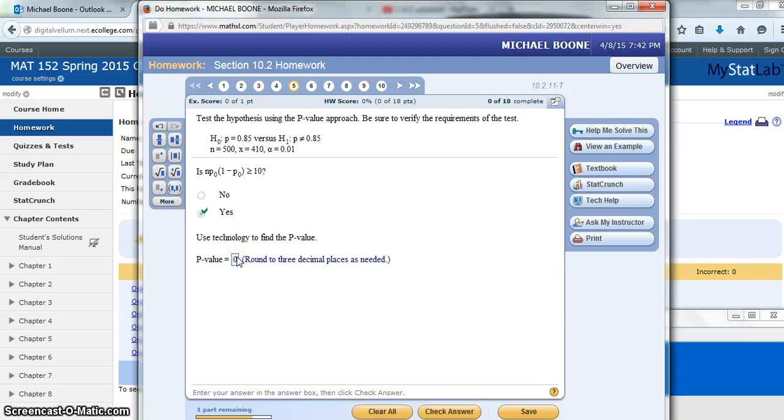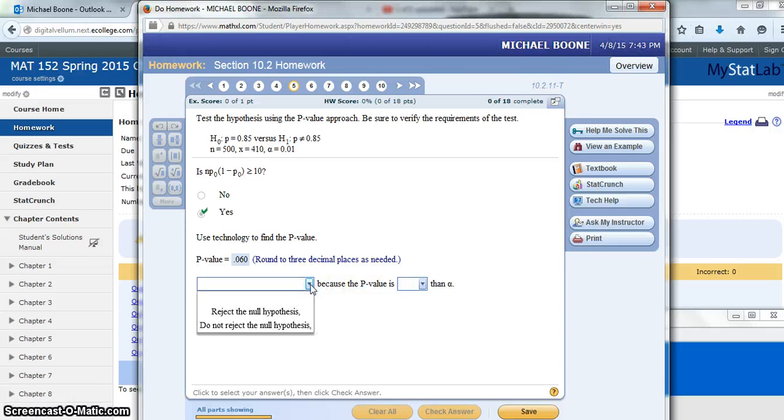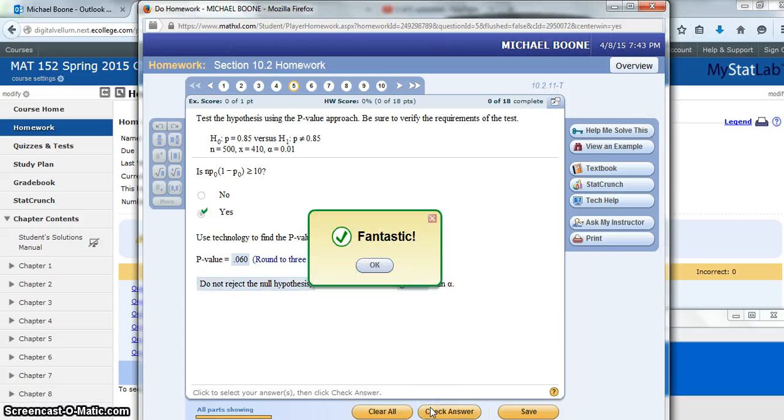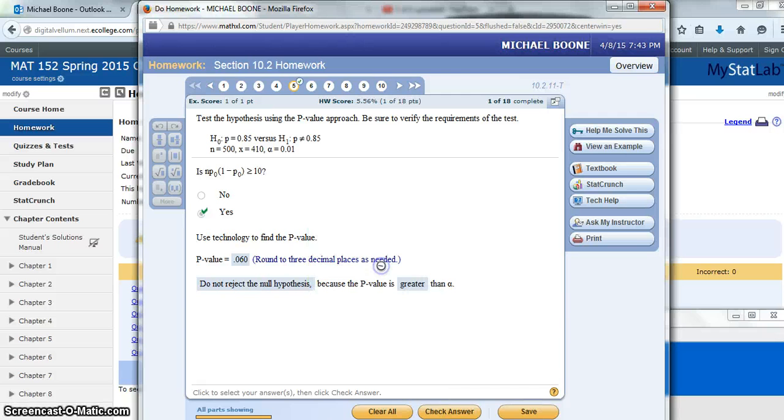So 0.060 to 3 decimal places. We're next going to reject or fail to reject. So I'm not going to reject because my p-value is greater than my alpha. So there's a saying, if the p is low, the null's gotta go. So our p is not lower than our alpha. So we do not reject the null hypothesis because the p-value is greater than our alpha. So you can quote me on that one. If the p is low, the null's gotta go.